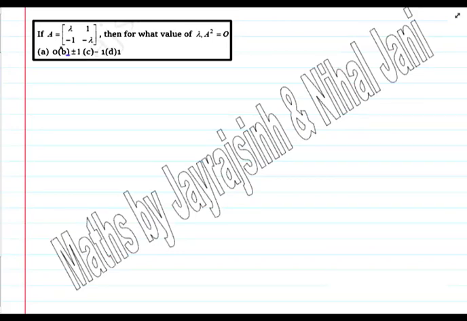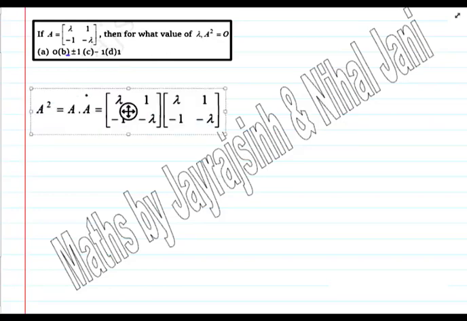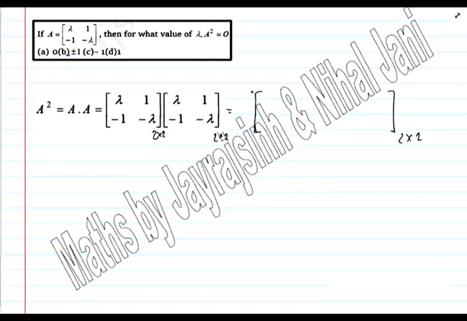Let's move to the next question. If A is lambda 1 minus 1 lambda, then for what value of lambda will A square be the 0 matrix? And to check that, first of all we have to find A square, which is actually A into A. So here we have our A into A. Now let's start the matrix multiplication. We know that both have 2 cross 2 order, so our answer will also be 2 cross 2. That means we have 2 rows and 2 columns, right?